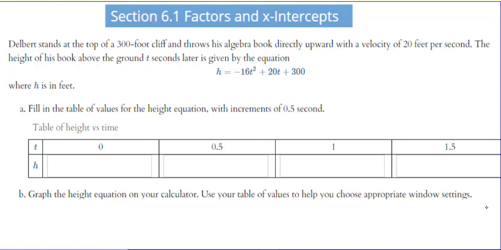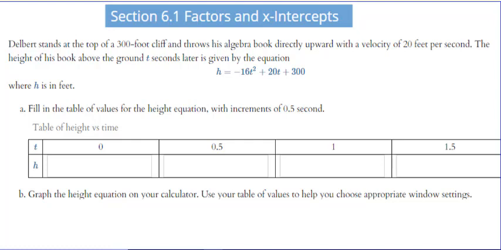So the input is time, and it's in seconds, and the output is height. Okay, so fill in the table for the height equation with increments of 0.5 seconds. So what I'm going to do is put the equation in y1 in the equation editor, and then we're going to do some analysis off of that. The analysis that we're doing will be the same type of procedures. It just may be asked in a different way for a word problem or such.